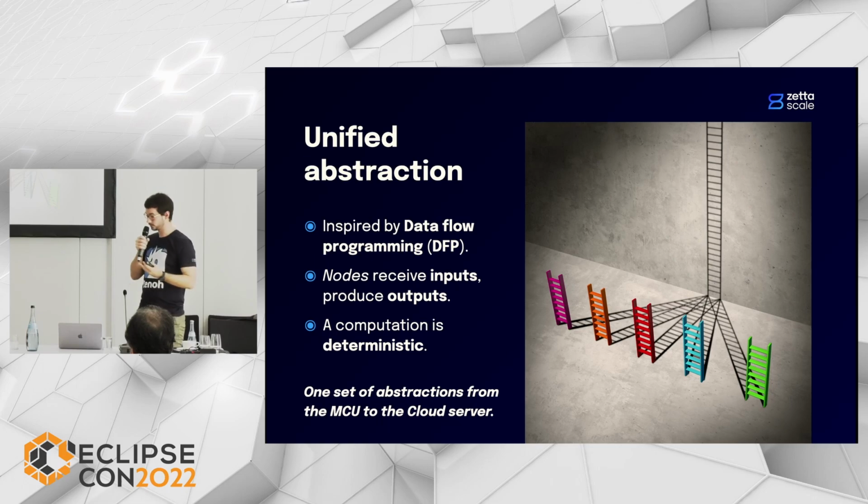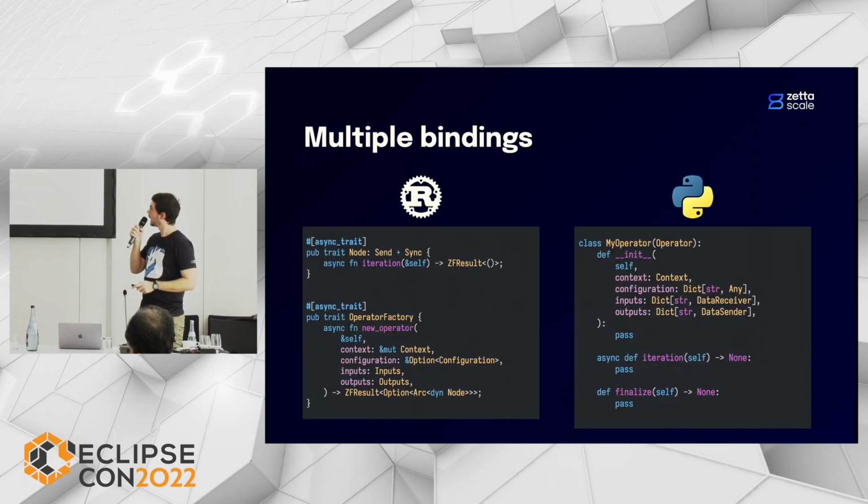This set of abstractions is viable from MCU to cloud server. Now we offer multiple bindings, so we have bindings in Rust and Python. C++ bindings are coming. The interface is quite straightforward.